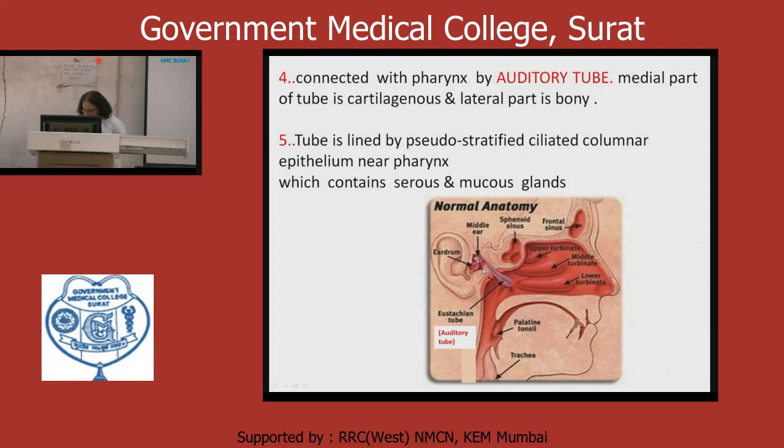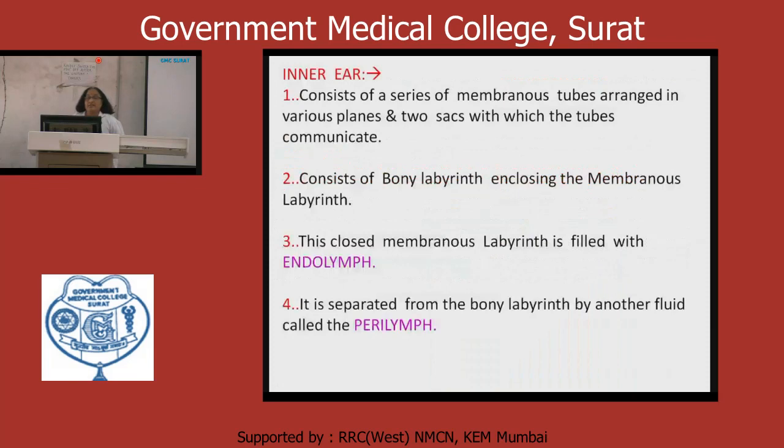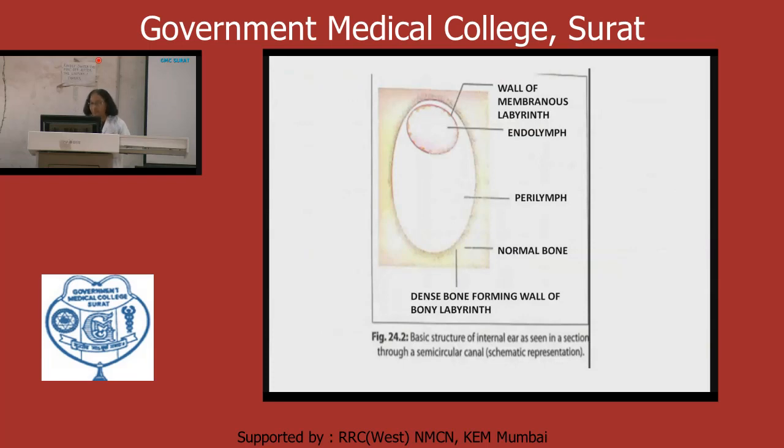Now the inner ear. The inner ear cavity consists of a series of membranous tubes arranged in various planes, and two sacs with which the tubes communicate, consisting of the bony labyrinth enclosing the membranous labyrinth. First we will visualize it in the given diagram. This is the basic structure of the internal ear as seen in a section through a semicircular canal.